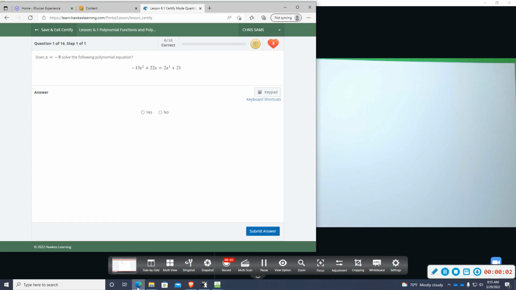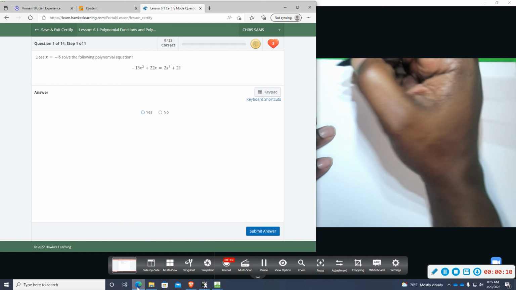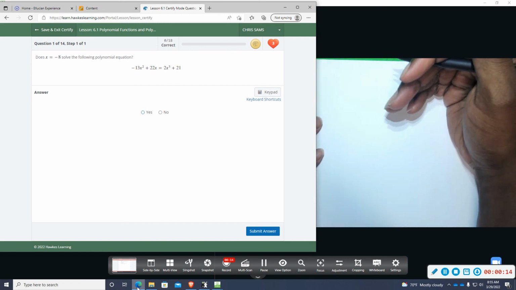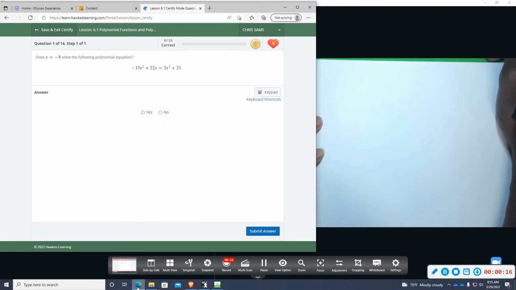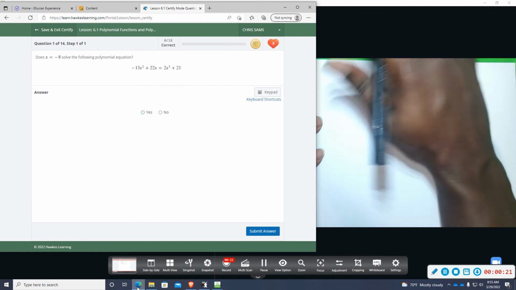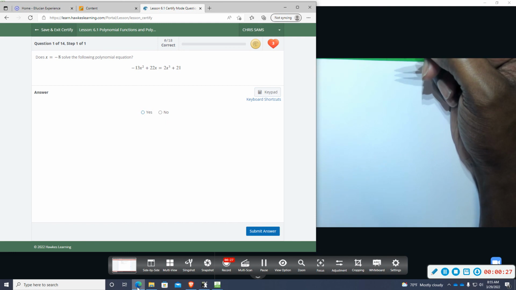Okay, number one, this one wants to know, does negative 8 solve the polynomial equation? And so in the text, all they did was plug it in. I'm going to show you another method as well. It may be a little bit confusing now, but you will need to learn this later, and I think it'll help when we get to polynomial division for finding factors with a degree greater than 3.